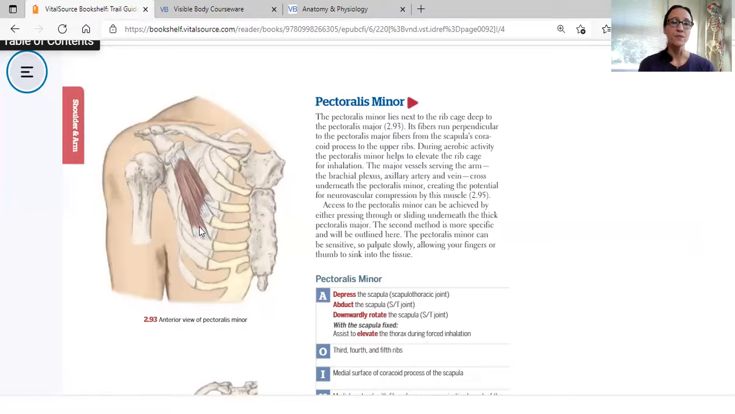Okay, so Pec Minor originates on the 3rd, 4th, and 5th ribs. 3, 4, and 5. Then the fibers run up this way towards the coracoid process, and that's the insertion. Now your book says it's the medial surface of the coracoid process, but coracoid process is fine, okay?